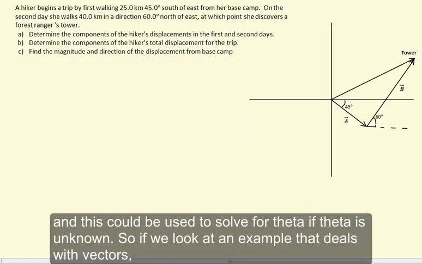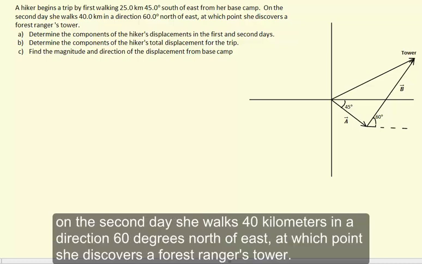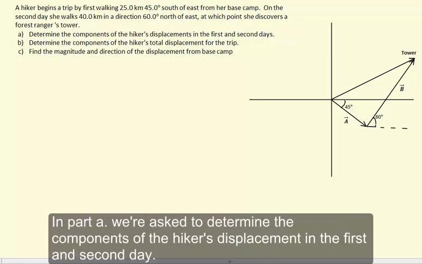So if we look at an example that deals with vectors, we see that we have a hiker that begins a trip by first walking 25 kilometers 45 degrees south of east from her base camp. On the second day, she walks 40 kilometers in a direction 60 degrees north of east, at which point she discovers a forest ranger's tower. In part A, we're asked to determine the components of the hiker's displacement on the first and second days.